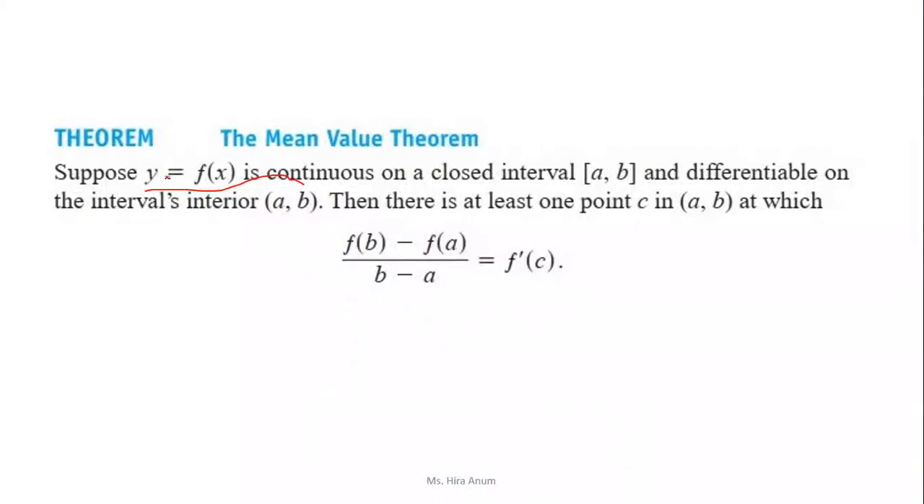Mean value theorem. Suppose y equals f of x. The function is continuous on the closed interval a and b and differentiable on the open interval a, b. Then there exists at least one point c between this interval. Then we apply the formula f of b minus f of a over b minus a equals f prime of c. You can see some examples.